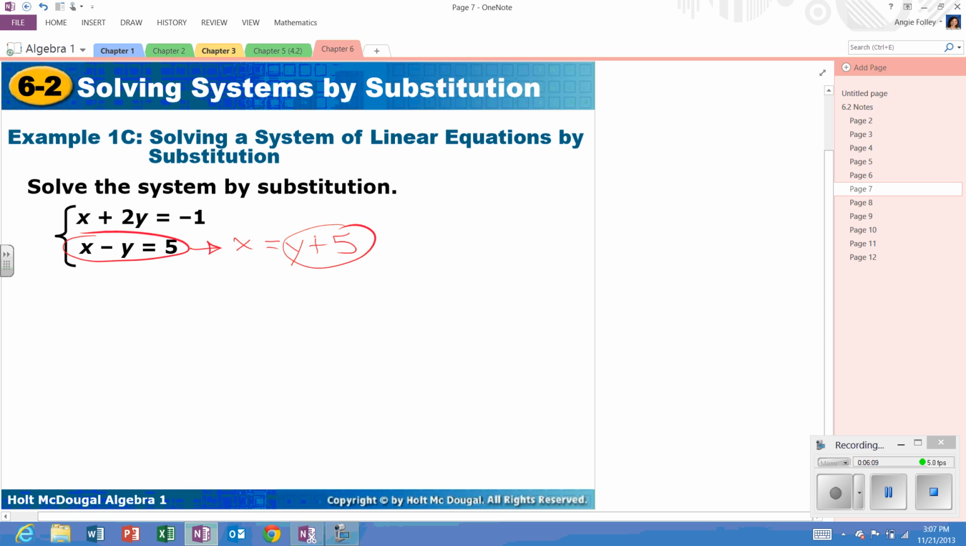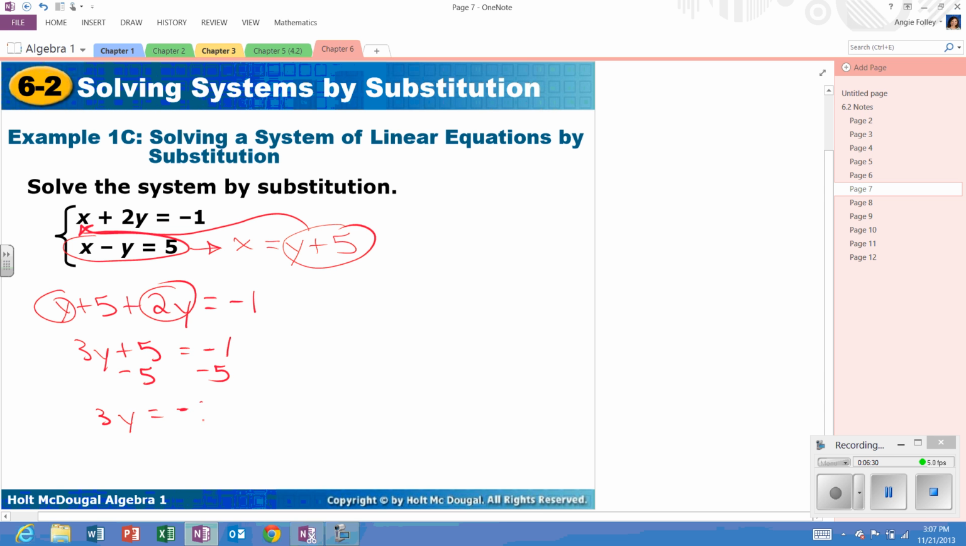Now I can plug y plus 5 in for x, since that's what x equals. So I'm going to do y plus 5 plus 2y equals -1. I can combine these terms, so I get 3y plus 5 equals -1. Move my 5 over, and I get 3y equals -6. Now I can divide both sides by 3, and y is equal to -2. So I've got one of my variables.